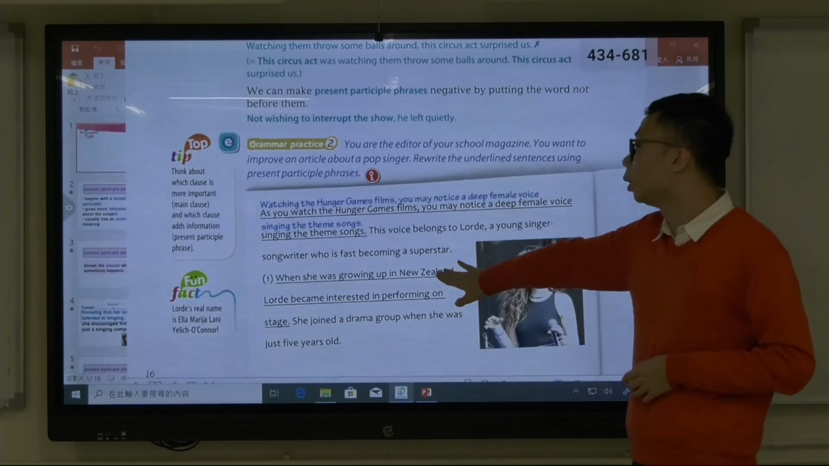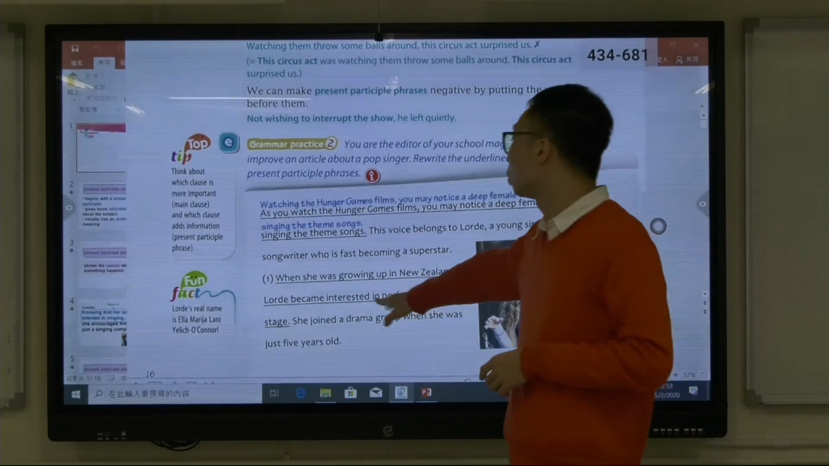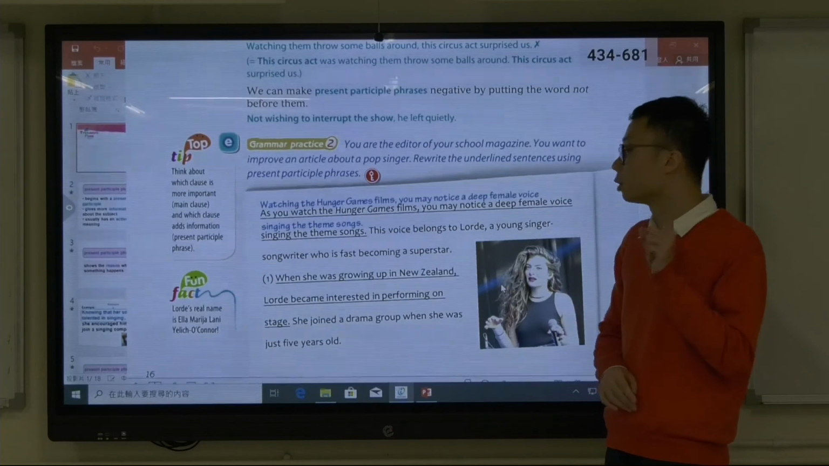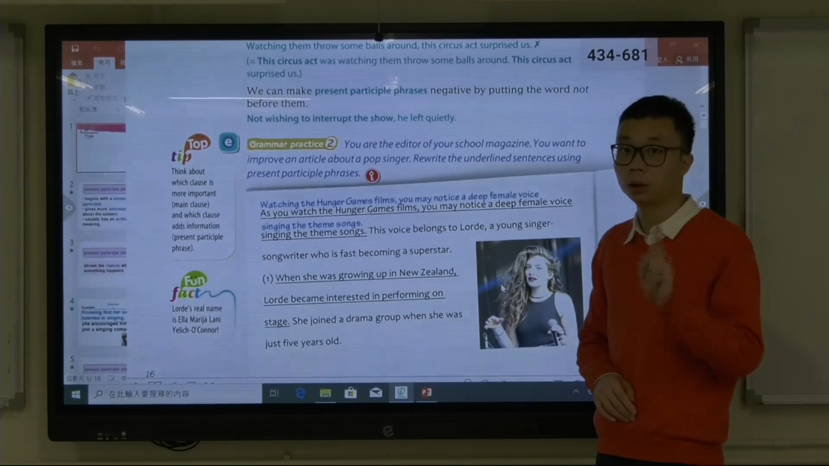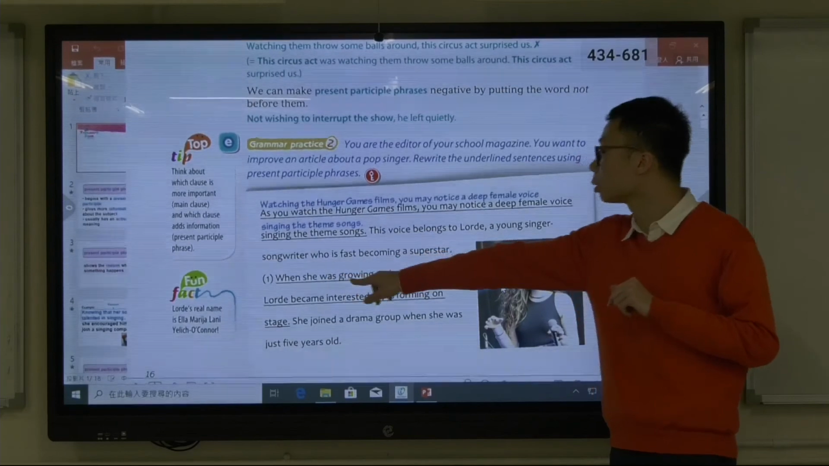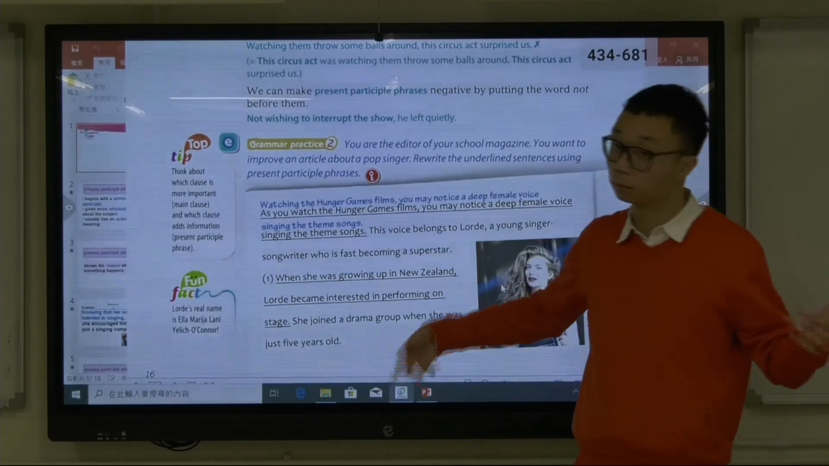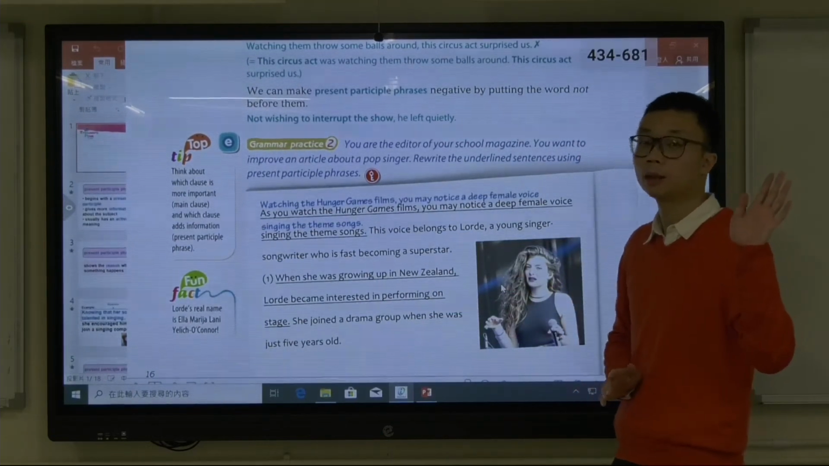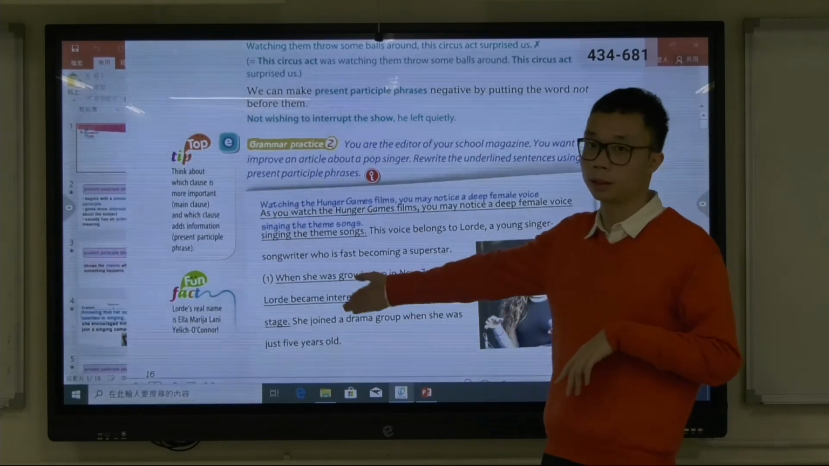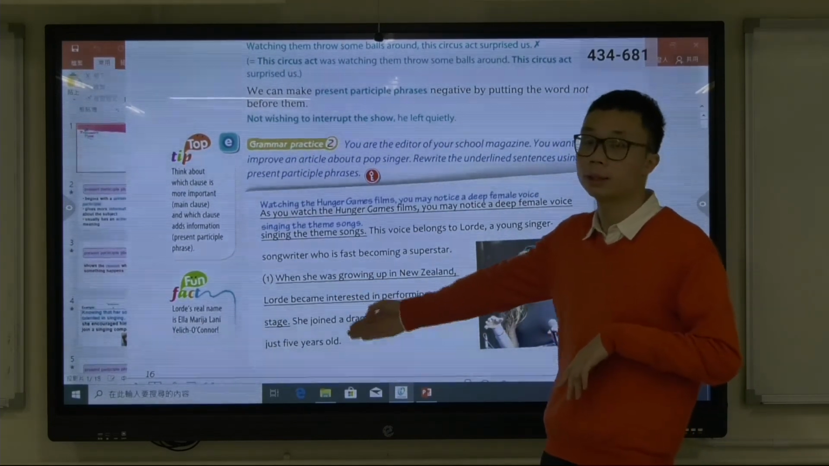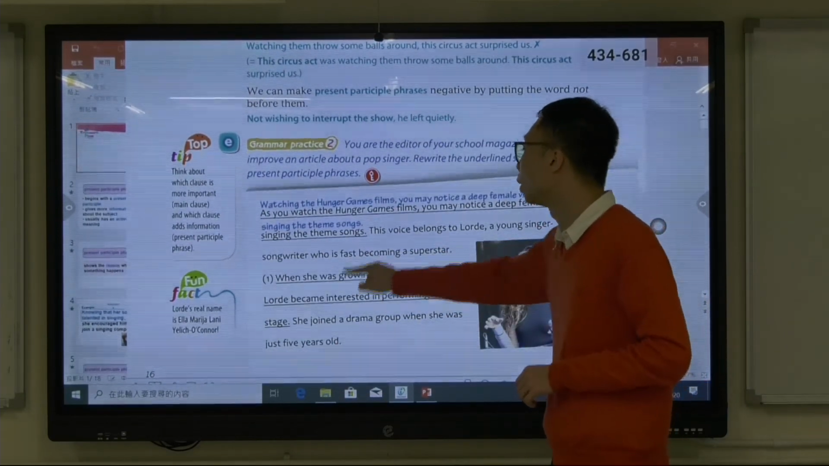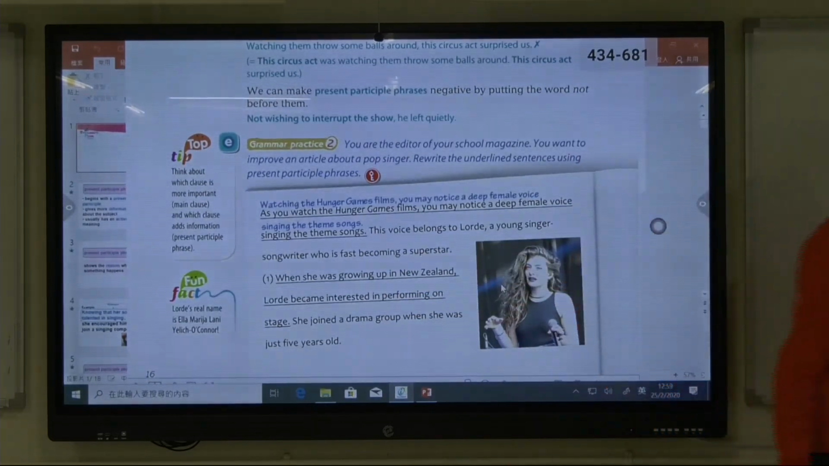Okay, now look at this one. When she was growing up in New Zealand, Lorde became interested in performing on stage. As I said earlier, first thing to do, identify the verb. Here, when she was growing up in New Zealand, which one is the verb? Easy, growing. You say okay, Mr. Wong, what about was? No, was here is part of the past continuous tense, so it is not really considered the verb here. This one is a real verb, growing. So, any ideas? I give you 5 seconds before I show you the answer.